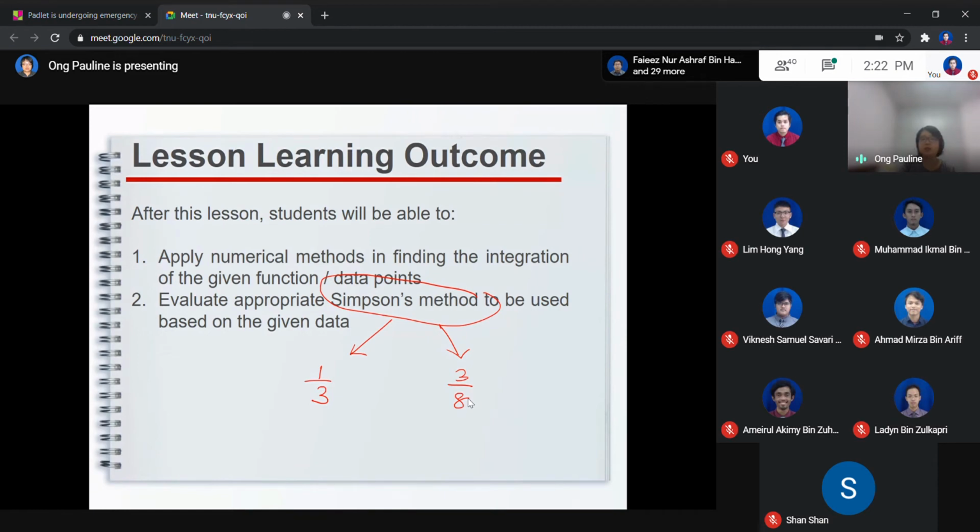Now let us look at what integration actually is.